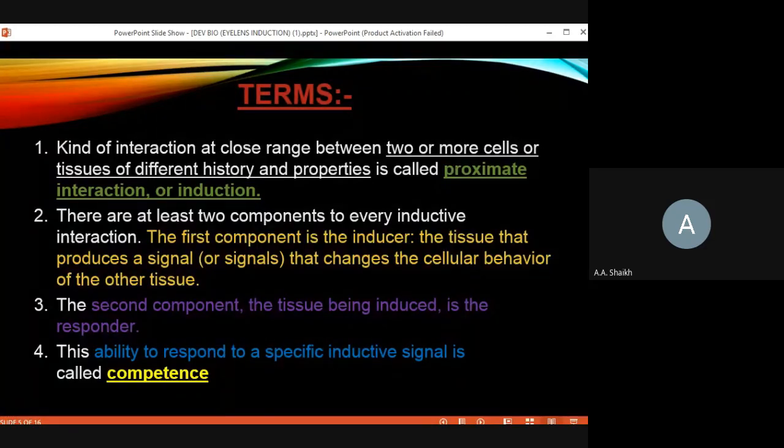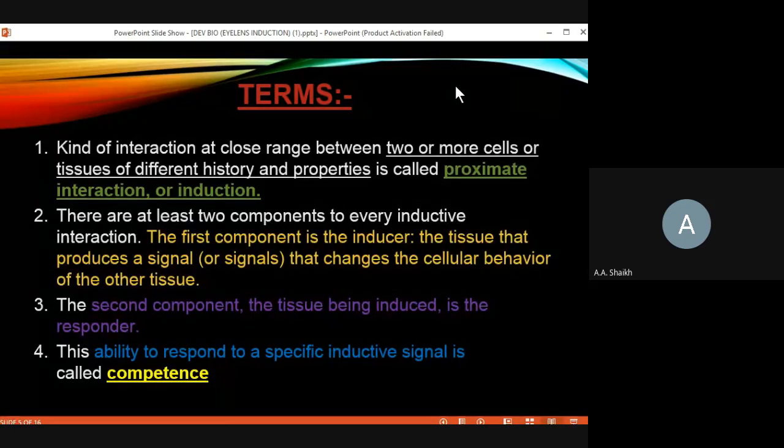Is that clear to all of you? These three terms. Yes, is that clear to everybody? Yes, ma'am. Because that's very important. After understanding all these things only, you will understand the rest of the things related to lens induction. So everyone, have you understood it, or shall I repeat it again? Okay, so everyone has written it, so we will move forward.